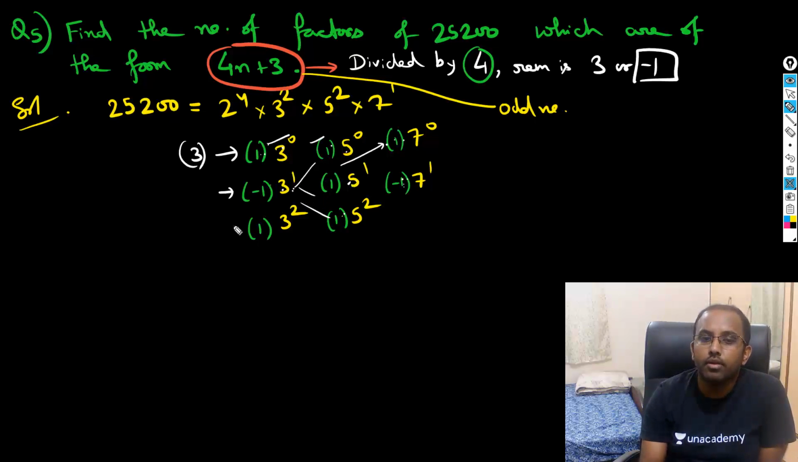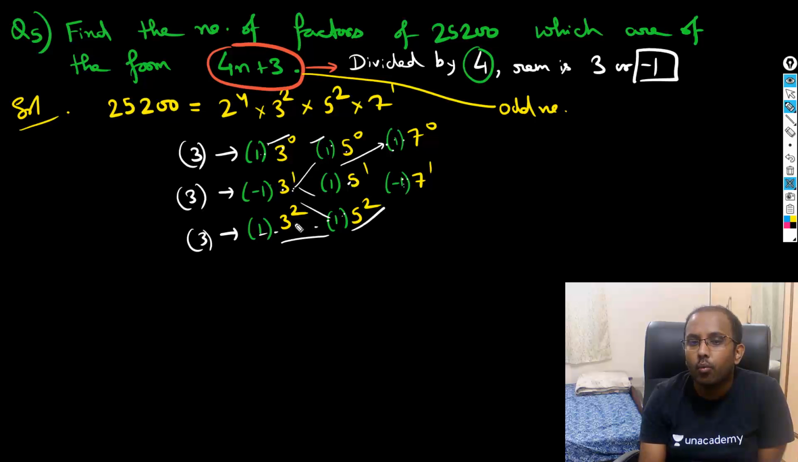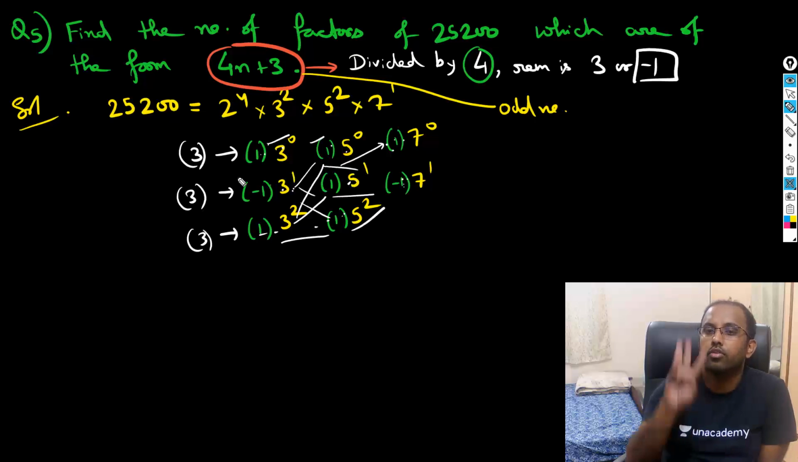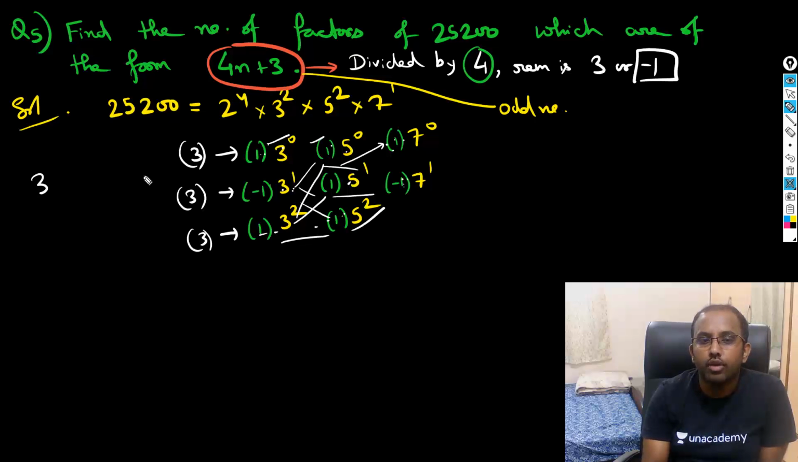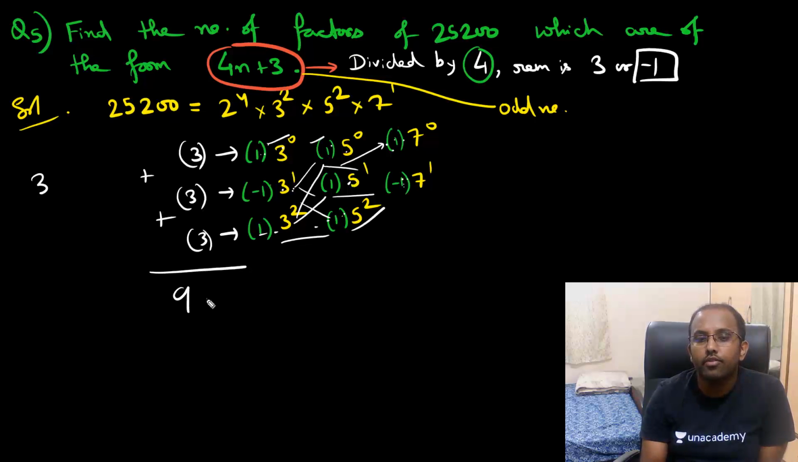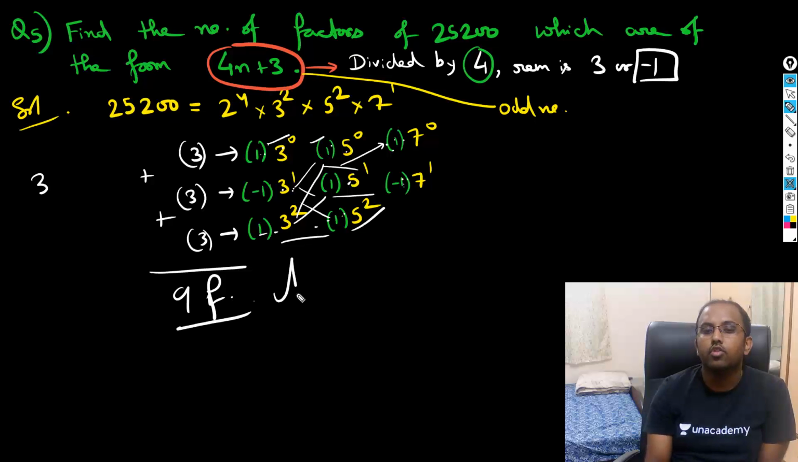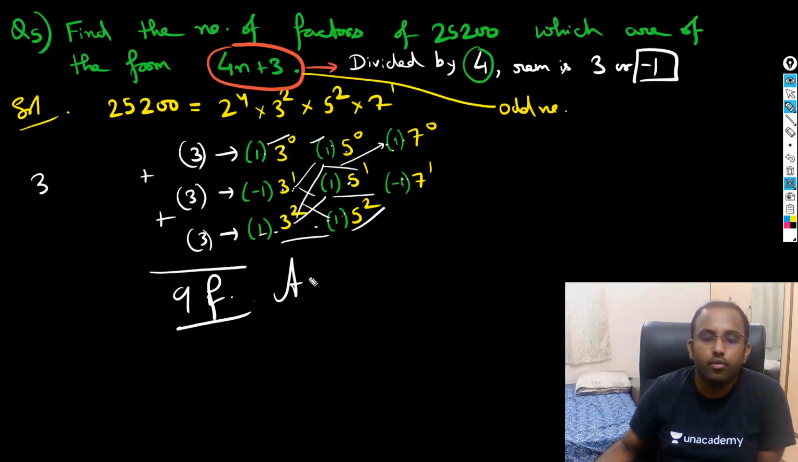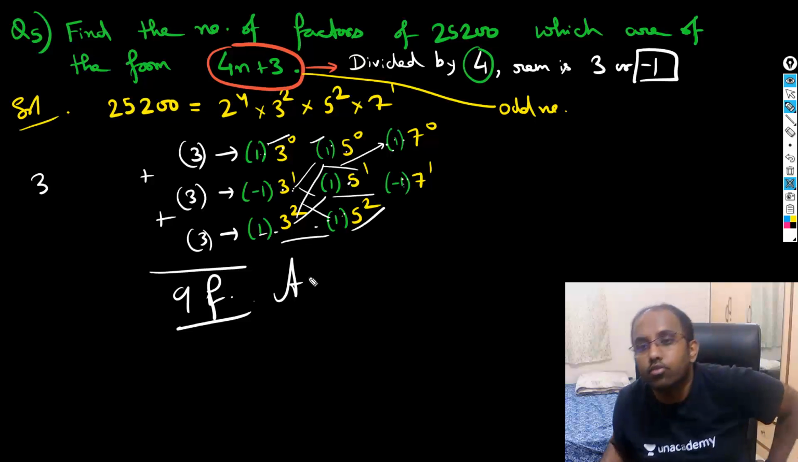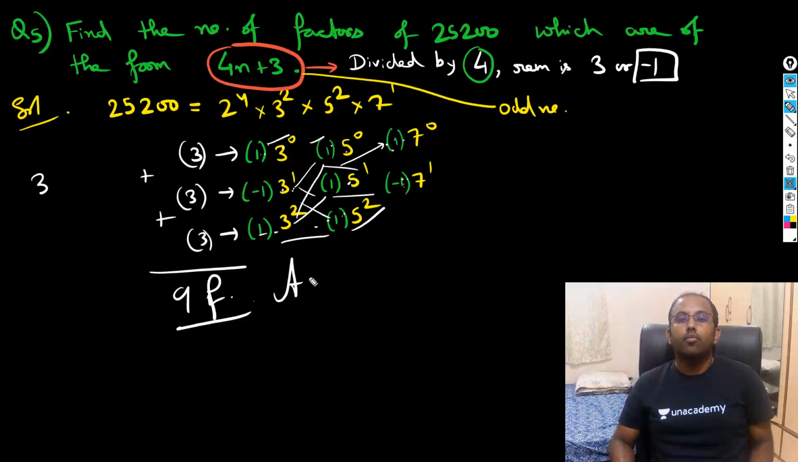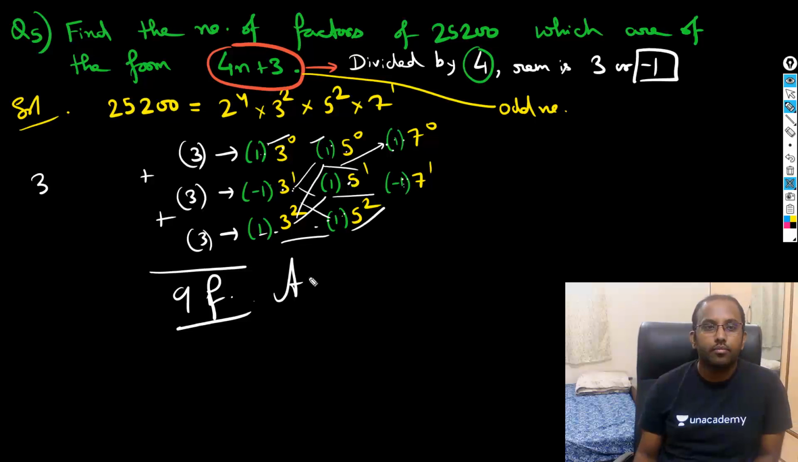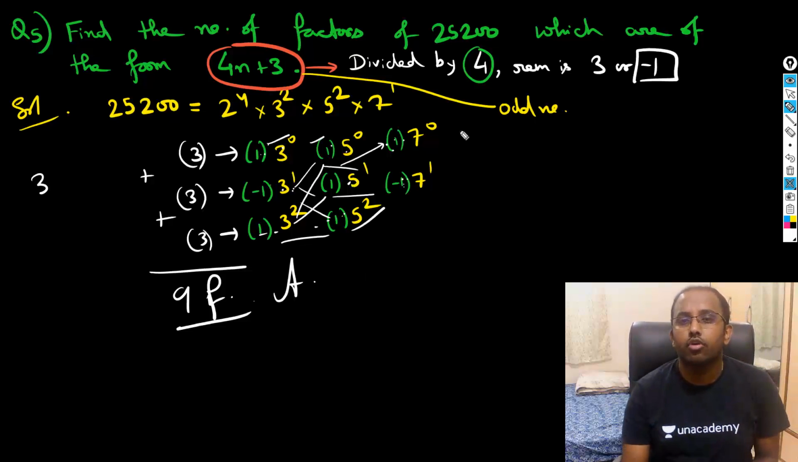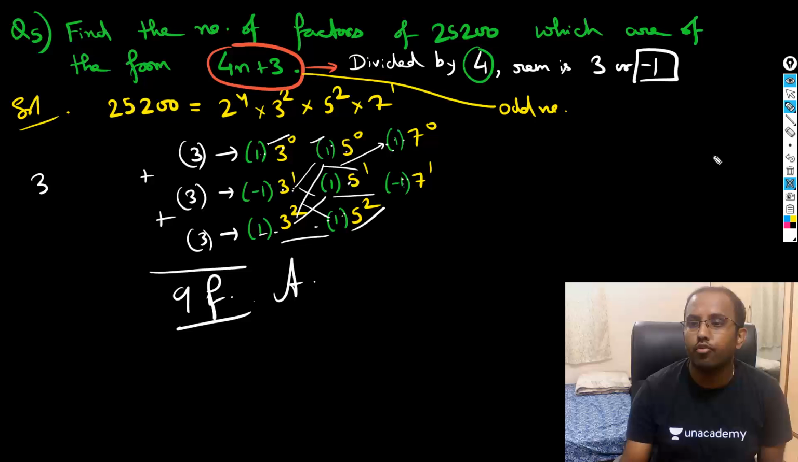4n plus 3 form. Similarly with 1, again also 3 cases, because again 1, 1, minus 1, 1, minus 1, 1, 1, minus 1. There are 3 ways, right? Basically 3 plus 3 plus 3, total 9 ways, 9 factors is the answer. So you can get such 9 factors which are factors of 25,200 and are of the 4n plus 3 form. They are actually correct. Okay, so again this kind of questions can be solved with this kind of funda. Okay, let's move to next question.